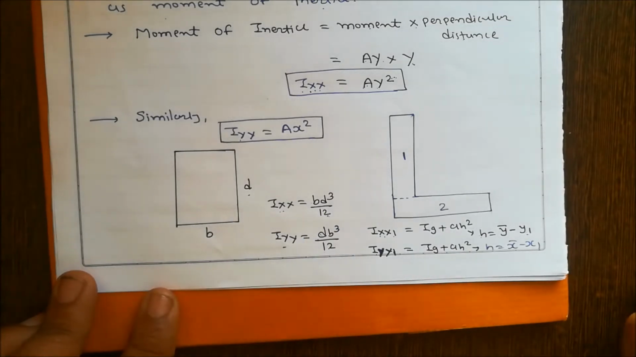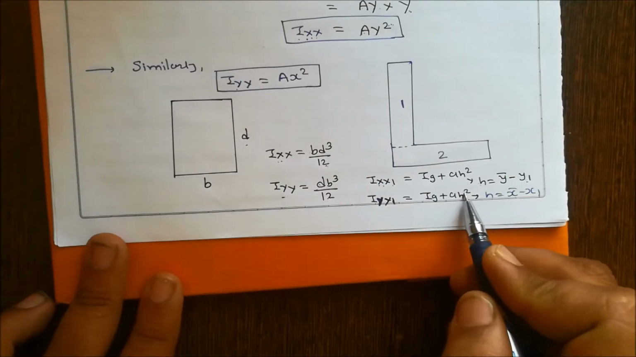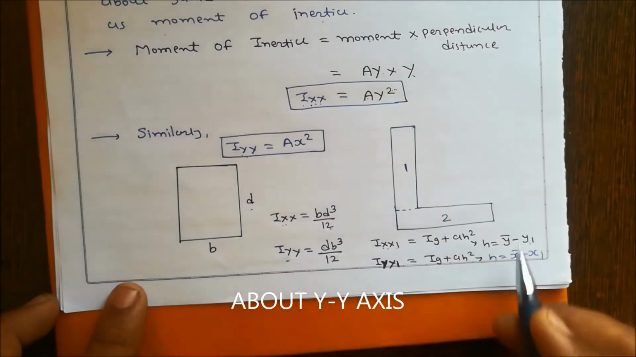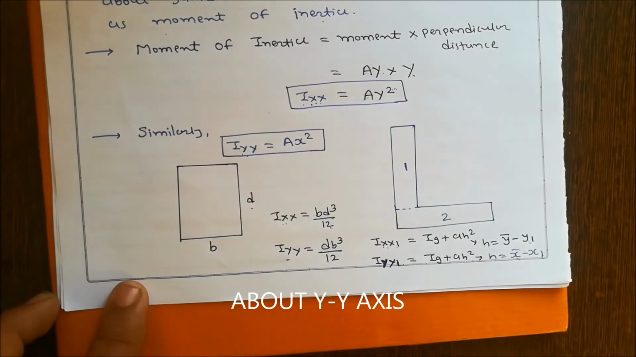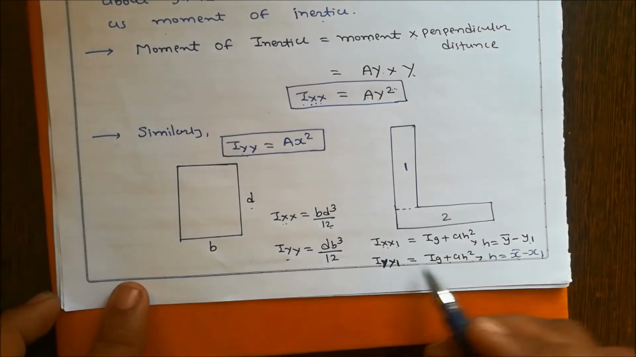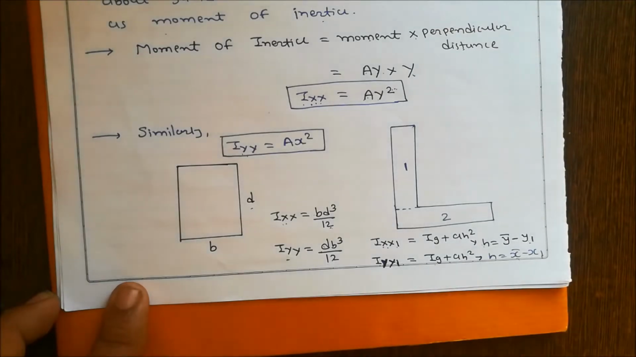Similarly, for the yy axis, Iyy1 is equal to Ig plus A1 h square. But for finding moment of inertia about the yy axis, we use h is equal to x bar minus x1. For the second part, Iyy2 is equal to Ig plus A2 h square. In place of h, we can write x bar minus x2. And in place of Ig, we can write d b cube by 12. In this way, you can easily calculate moment of inertia.